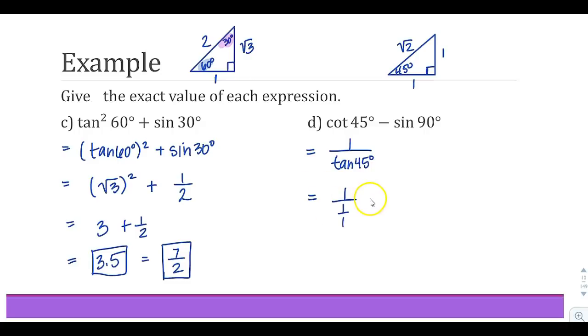So 1 over 1. And then we need to do minus sine of 90 degrees. Well, 90 degrees is a quadrantal angle. So if I think about where 90 degrees is on the positive y-axis, my coordinate point there would be 0, 1. And sine is looking for the y value, so sine of 90 is simply 1. So I have minus 1, so I have 1 minus 1, which is just 0.